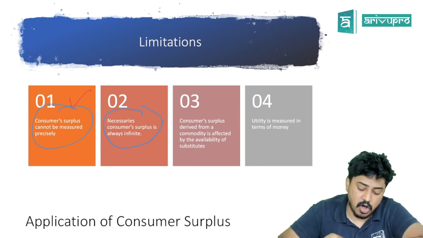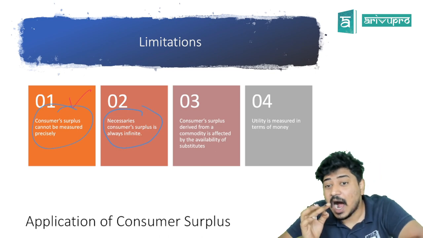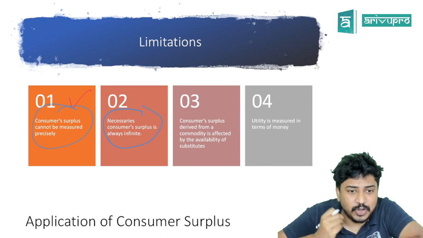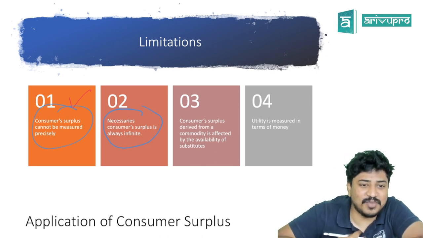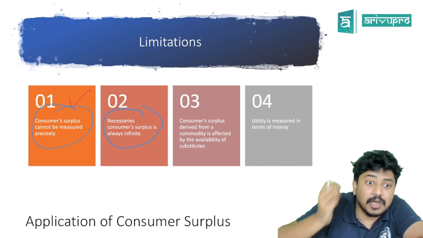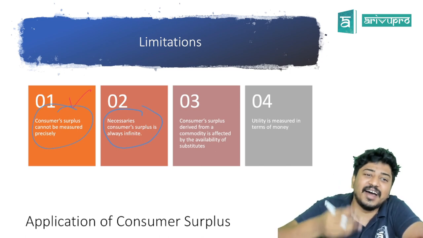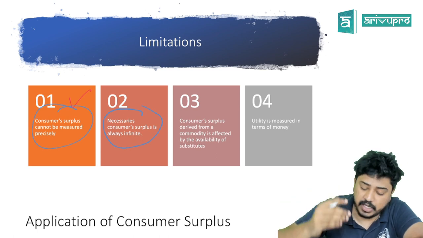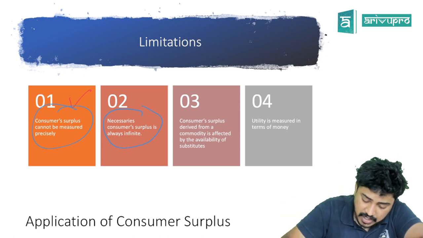Consumer surplus for necessary goods is infinity, right? For water, if only you can get water from me, let's say I charge 1 lakh also, you will pay. Because without water, you will what? Mar gaya, right? So you will pay whatever it is. Your willingness will be infinity. That is what they are trying to say.